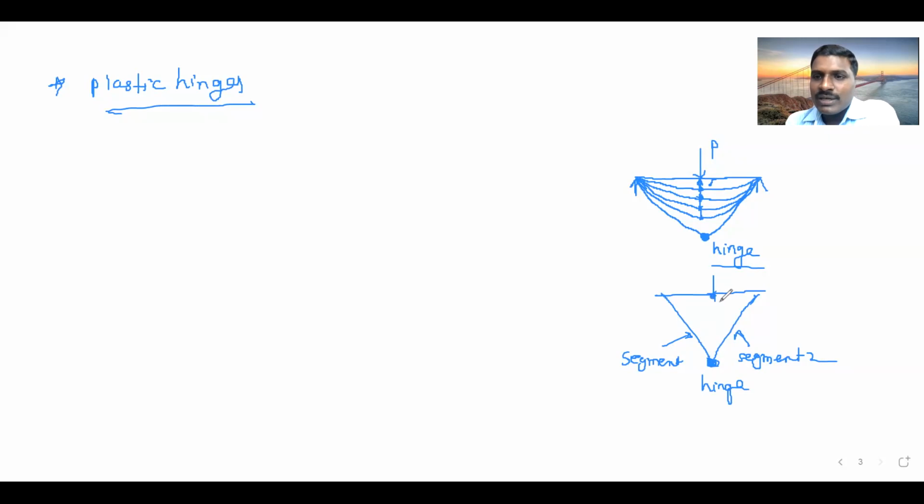At this point load, a hinge forms due to this load, the point load.